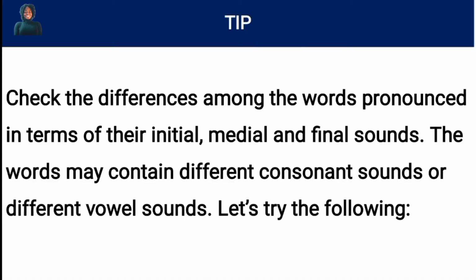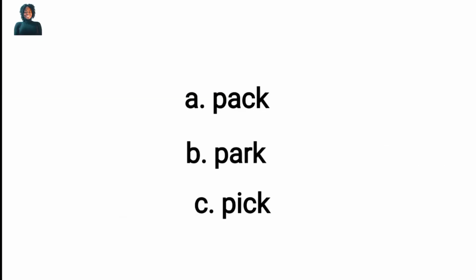Let's try the following. Park. The word I read was option B, park. Looking at these 3 words, we can see that they have the same initial sounds, the same final sounds, but different medial sound. The initial sounds of these words have the same consonant sound P and the same final sound K, but they have different vowel sounds in the middle.